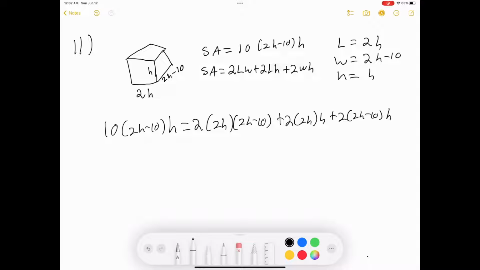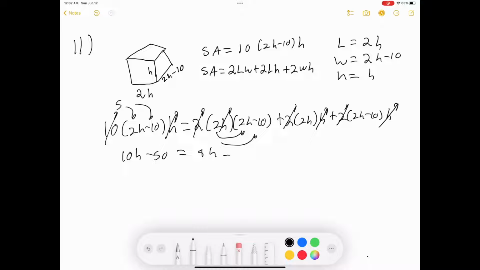So we're setting up right here the surface area equation given, 10, 2 times h minus 10 times h, and on the right, we're given the surface area equation of the box in terms of 2 times the length times the width plus 2 times the length times the height plus 2 times the width times the height. We've got an extra h in every term, so we can cancel out that h.